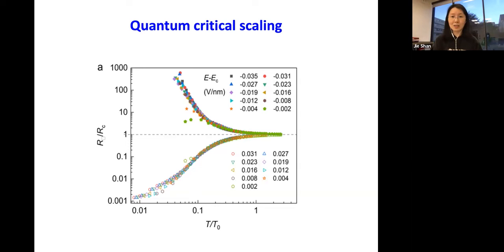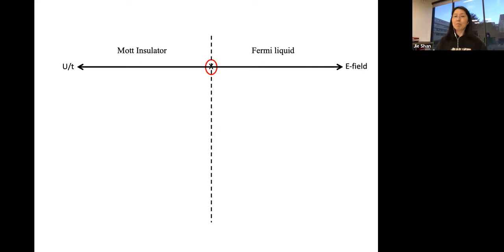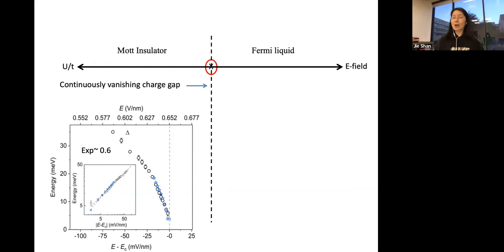So at very low temperature, the two phases are well known. As I showed earlier, at very large U, we have Mott insulator, and at very small U, we have Landau Fermi liquid. On the insulating side, if we look at the resistance versus temperature, we can describe it very well by the activation behavior. And if you fit that activation behavior, you can extract the charge gap. And this is the charge gap as a function of electrical field. So when you approach this critical field, we see the charge gap closes continuously.